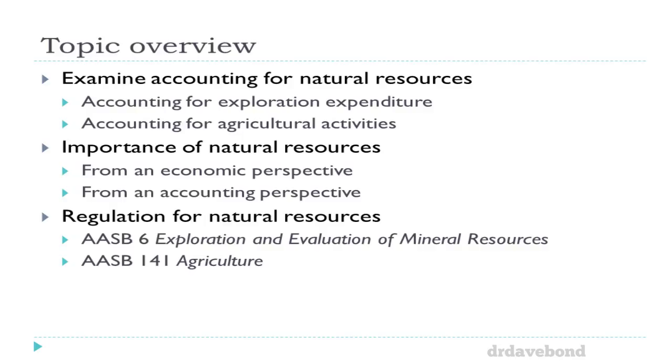Where we're going to go is to look specifically at AASB 6, so around exploration and evaluation of mineral resources, and AASB 141 agriculture. Now, apart from the fact that they're both sort of natural things, the reason we also look at these jointly is that they actually have a very different basis for the accounting. And we're going to explore what that difference is and why that's important.